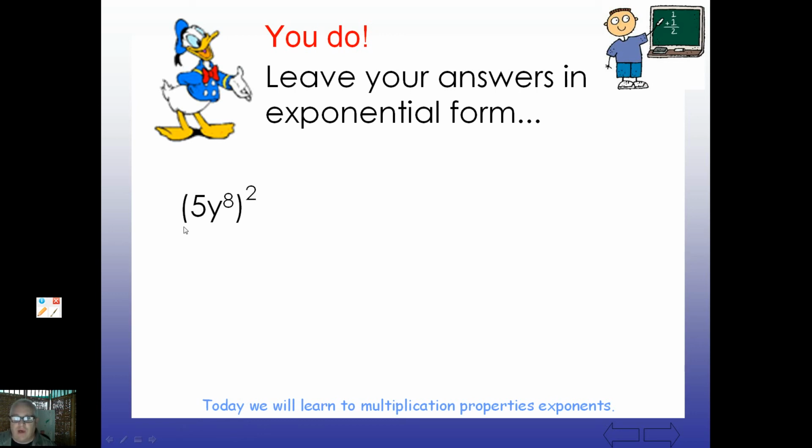How about this one? 5y to the 8th, squared. Let's square 5. What's 5 times 5? 25. And then what do we do with this 8 and 2? We're going to add them, subtract them, multiply them, divide them. We're going to multiply them. So how about 25y to the 16th?